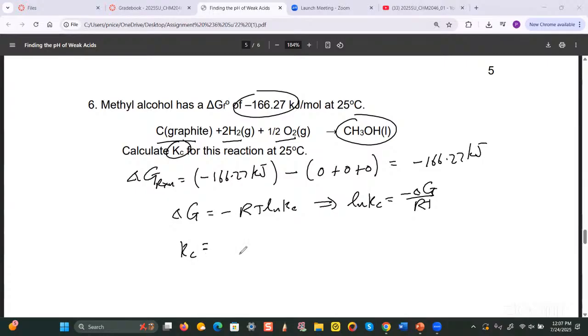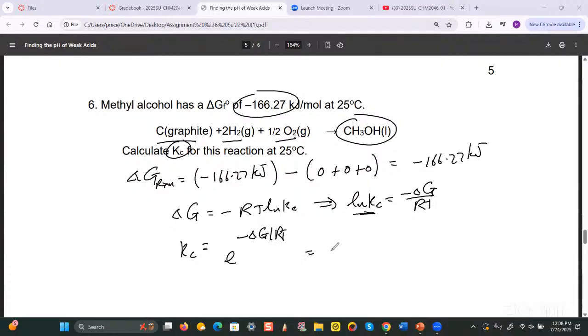So if ln Kc is equal to minus delta G over RT, then what is Kc equal to? We have the log here already. Yes, sir. E to the? E to the minus delta G over RT, right?